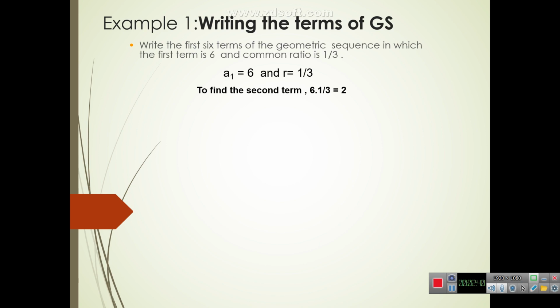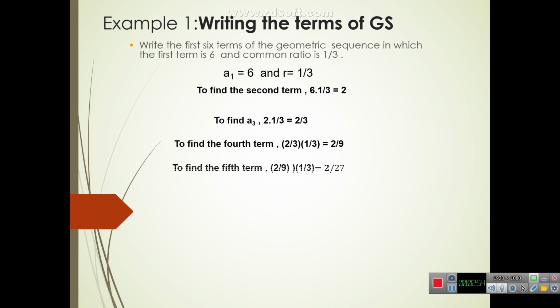The same thing you'll do to find the third term. Multiply the second term by 1 over 3. Same thing also to find the fourth term. 2 over 3 times 1 over 3, which is 2 over 9. The same thing you will do for finding the fifth and sixth terms. So this is example 1.